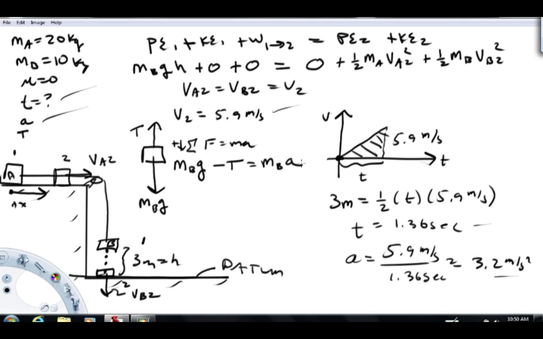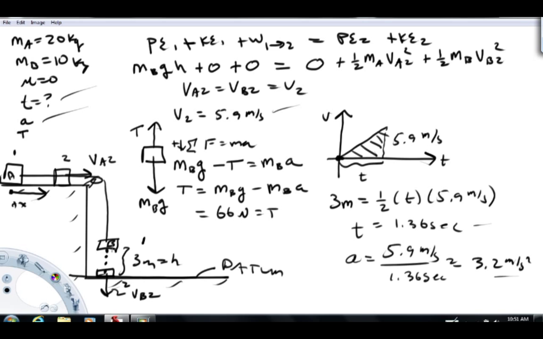And the last thing we need to do here is just go ahead and solve this for T. And I get m sub B g minus m sub B a. And now I'm just going to calculate a numerical value. It's just going to take me a moment to do that. So mass B, give me a minute here, I got to use my phone and fire up my calculator, is 10 kilograms. And I get about 66 newtons out of this for the tension acting on mass B.